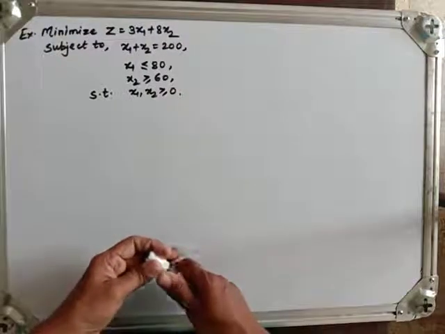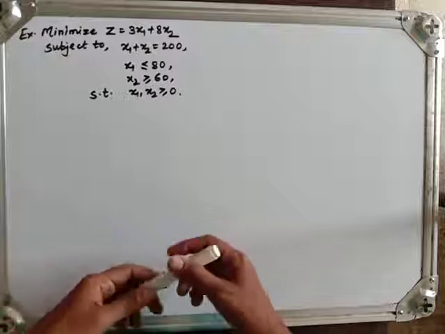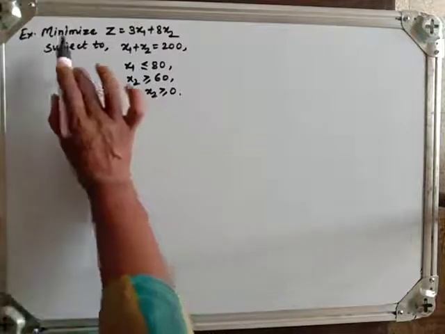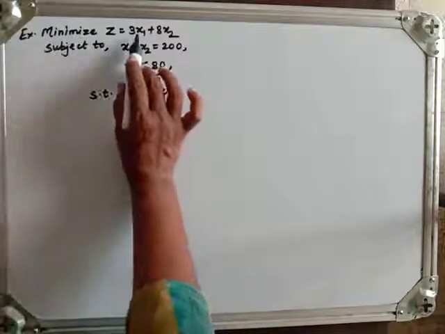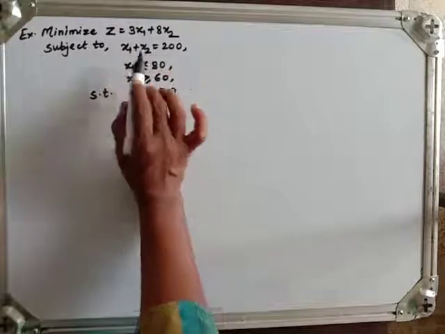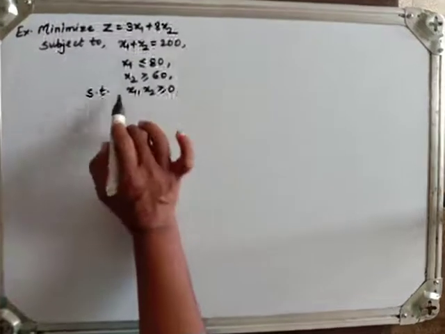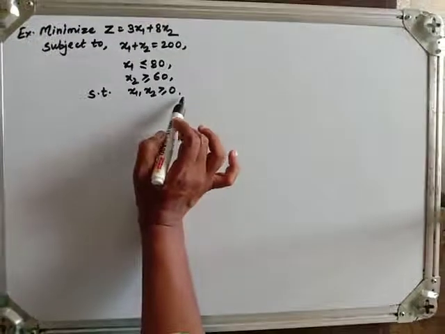Students, let us solve one more example of the minimization type of objective function. So the example is: minimize z = 3x1 + 8x2 subject to x1 + x2 = 200, x1 ≤ 80, x2 ≥ 60, such that x1, x2 ≥ 0.